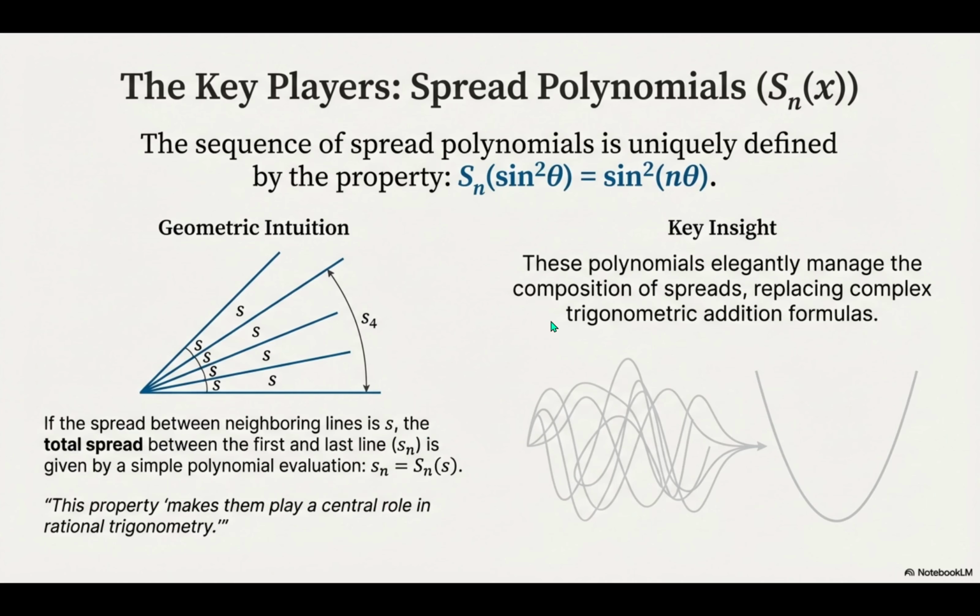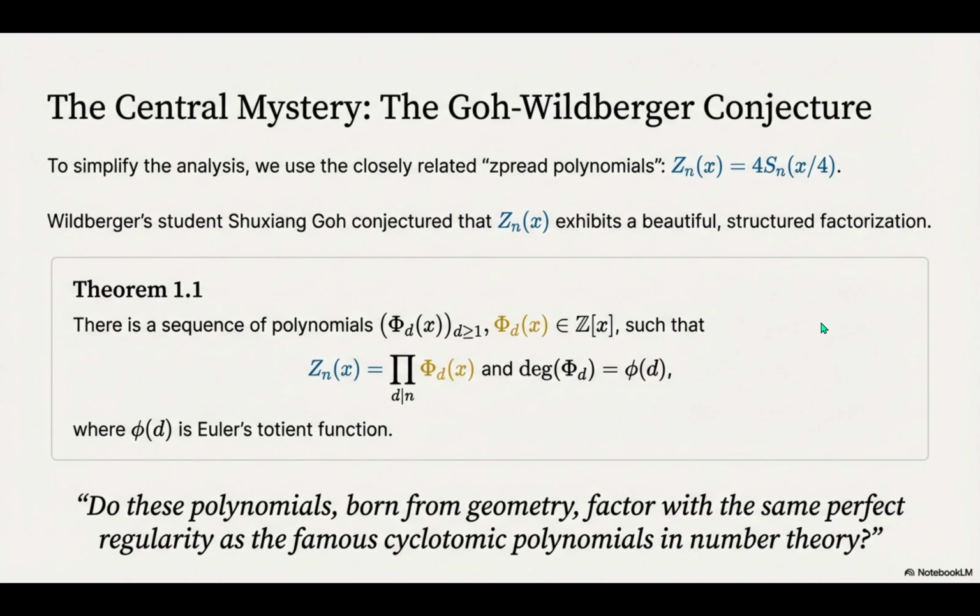So the spread polynomial is the engine for the geometry. But to actually prove how it factors, the researchers needed what? An algebraic shortcut? They did. They shifted from the spread polynomial, S_n of x, to a really closely related one called the Z polynomial, Z_n of x. It's defined as 4 times S_n of x over 4. It's just a scaled version, really, but it's much easier to work with algebraically.